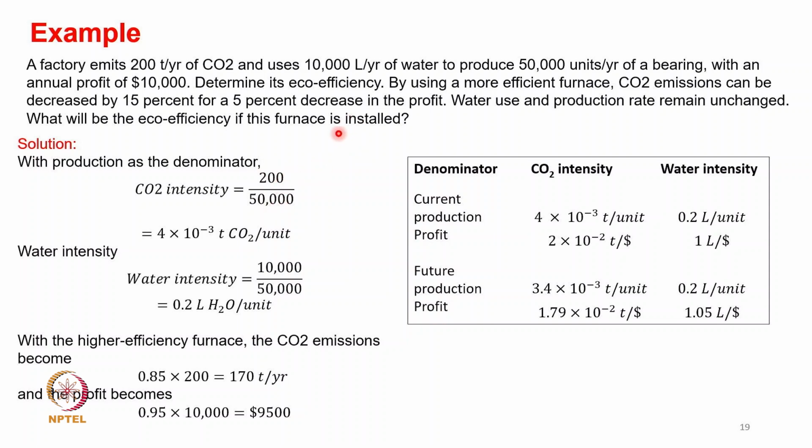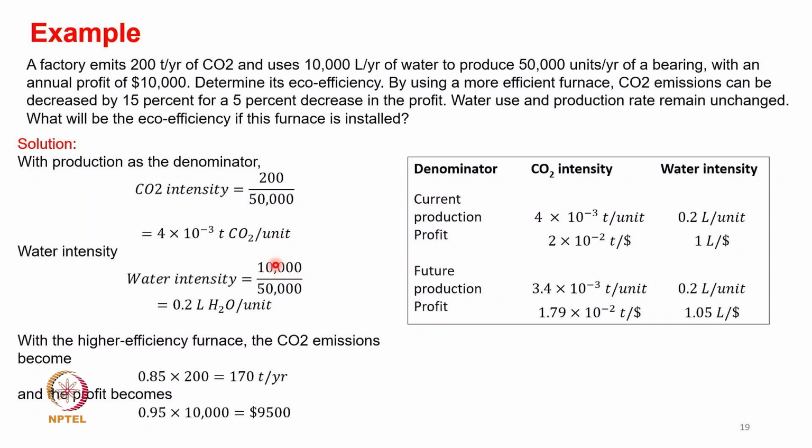So again, you are generating 200 tons of CO2 by making 50,000 units of bearing. So the intensity would be 200 divided by 50,000, which is 4 times 10 to the power minus 3 tons of CO2 per unit. And what is the water intensity in this case? 10,000 liters of water is used for making 50,000 units of product. So it would be 10,000 divided by 50,000, which is 0.2 liters of H2O per unit. That is the corresponding CO2 intensity and the water intensity.